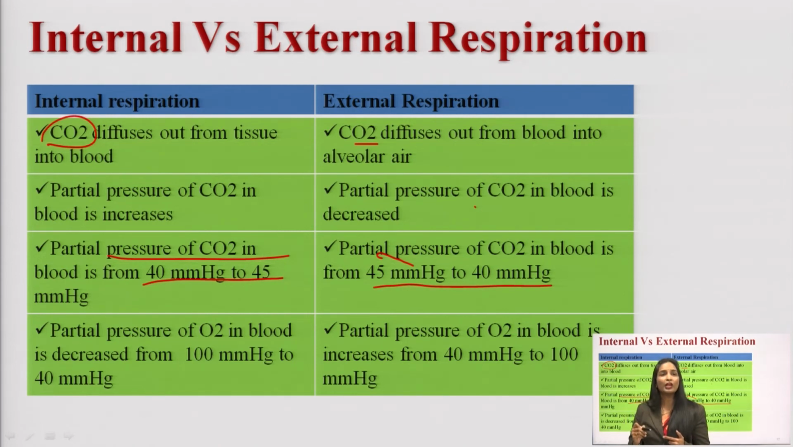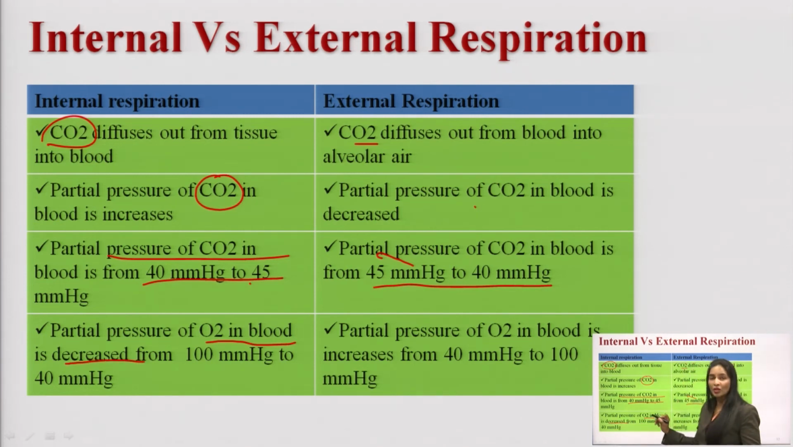Okay. And if I am talking about oxygen in internal respiration, the partial pressure of oxygen in blood decreased from 100 mmHg to 40 mmHg. So, this is vice versa. You can remember, when the carbon dioxide partial pressure is increased in internal respiration, the oxygen partial pressure will be decreased in the blood. The pressure from 100 is going to reduce to 40 mmHg.